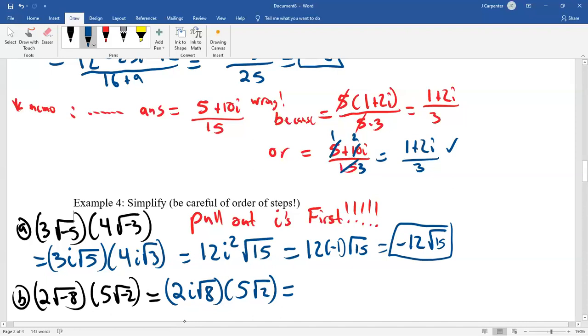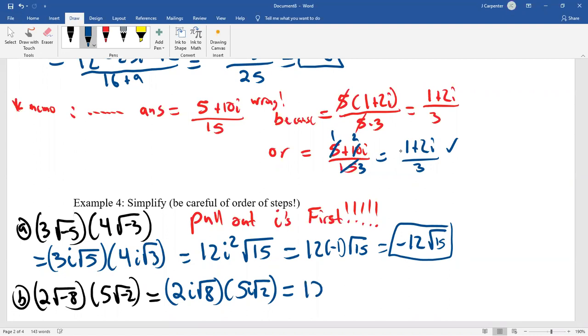Anyone catch my error yet? I left that open. What did I do? I didn't put an i here. I did that on purpose. Kind of wanted to see if anyone would come in the chat and say it, but that's okay. You might not have caught it because I was rambling. So 2i square root of 8, 5i square root of 2. Square root of a negative, pull out an i. Easy to forget. 2i times 5i, that's the outsides.